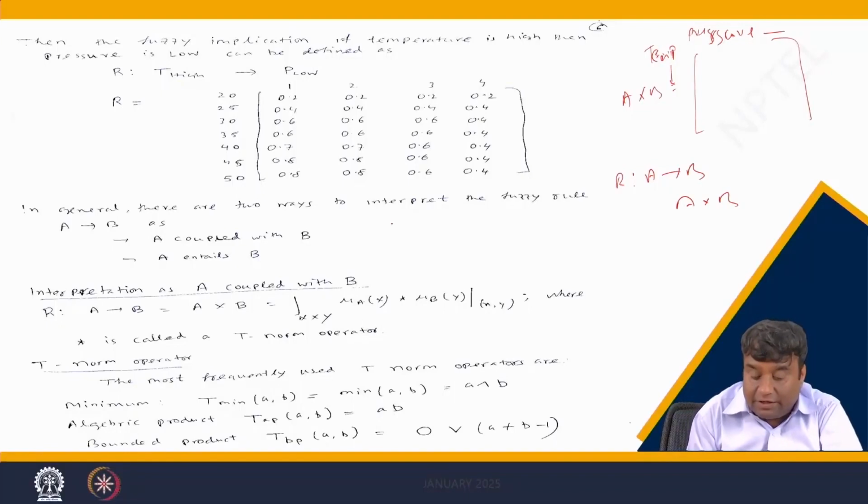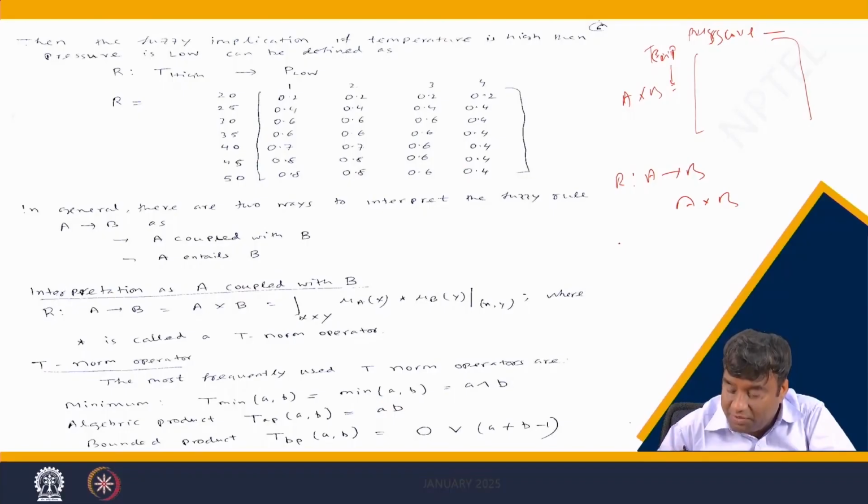So in general, there are two ways to interpret the fuzzy rule A imply B: as A coupled with B, or as A entails B. The interpretation as A coupled with B, or A imply B, is the Cartesian product A cross B. So this is the symbol. Try to understand that the integration symbol is that. You have seen the fuzzy notation for the discrete case: mu A of X by X. That is for the discrete case.